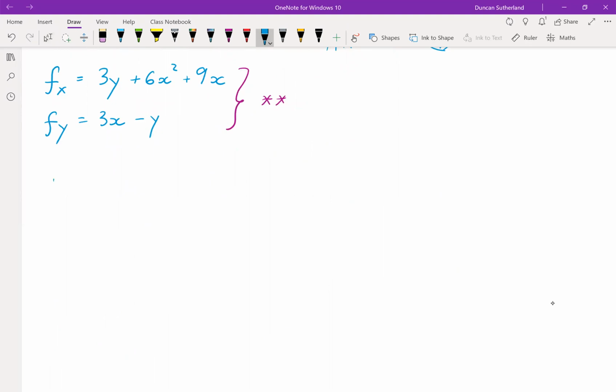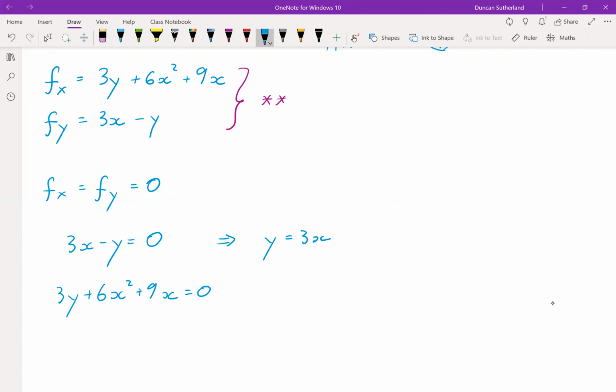So these things both have to be simultaneously 0. So we got 3x minus y equals 0. That's pretty straightforward. That's going to give us something nice to substitute. This one is going to be a bit more of a pain because we got the quadratic. So this equation here implies that y equals 3x. We can sub that into this equation to get a nice quadratic expression.